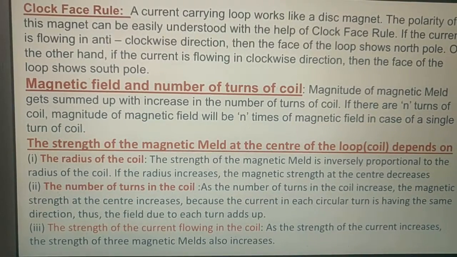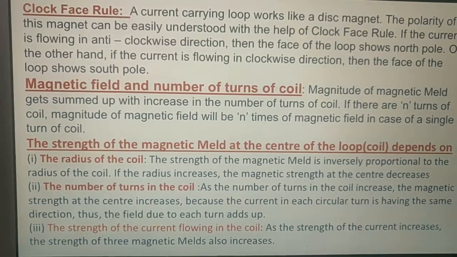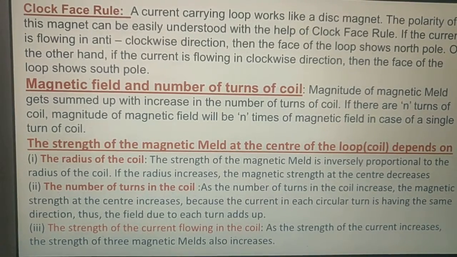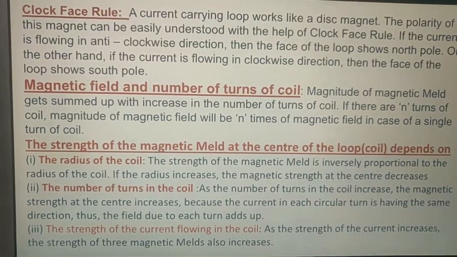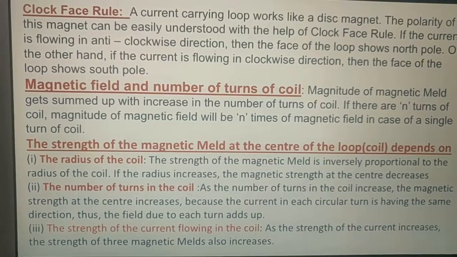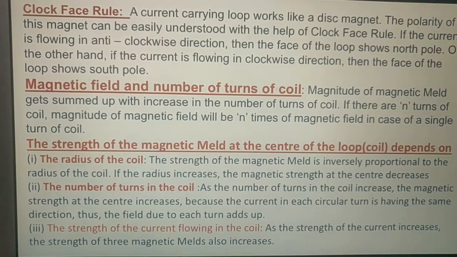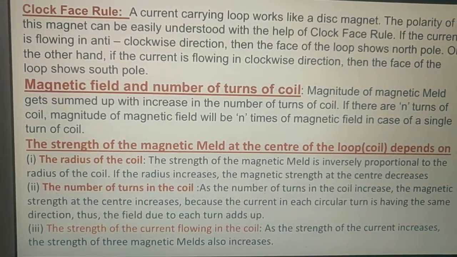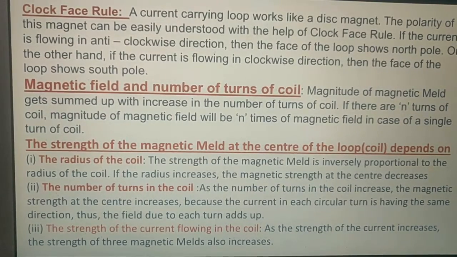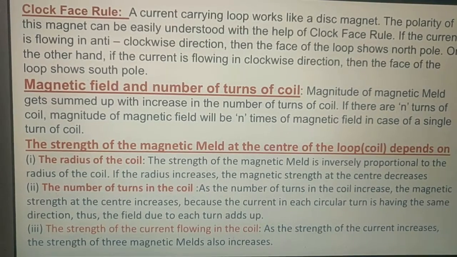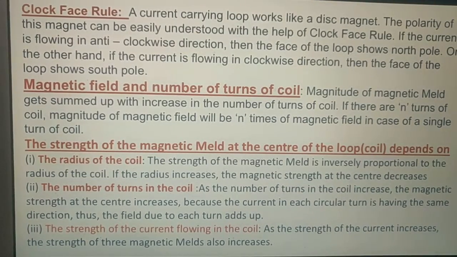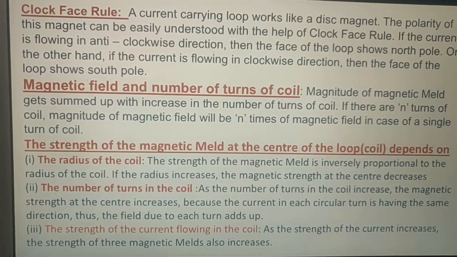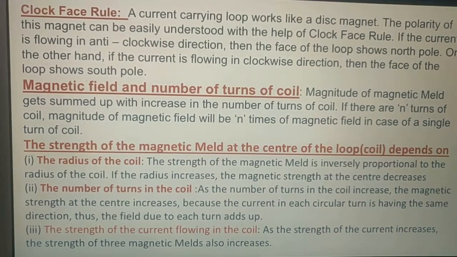Now, clock face rule. A current carrying loop works like a disc magnet. The polarity of this magnet can be easily understood with the help of the clock face rule. If the current is flowing in anti-clockwise direction, then the face of the loop shows North Pole. On the other hand, if the current is flowing in clockwise direction, then the face of the loop shows South Pole.